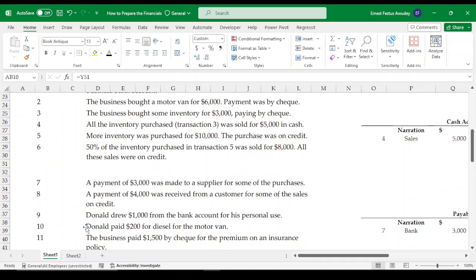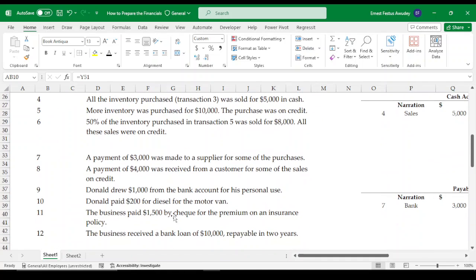Then we have transaction 11. The business paid 1500 by check for the premium on an insurance policy. This is also an expense called insurance. So insurance we know is an expense. The owner of the business has insured their business. Therefore, this is an expense you are going to pay in the form of a premium, an insurance premium.